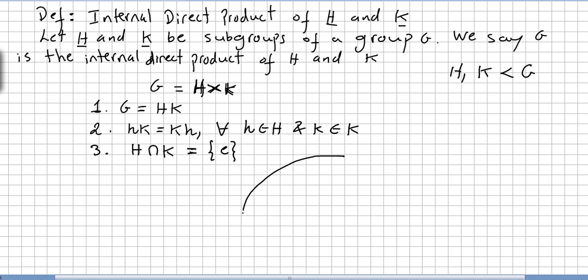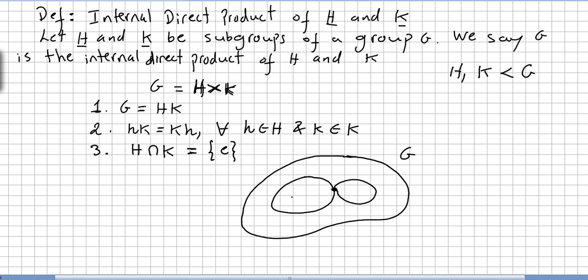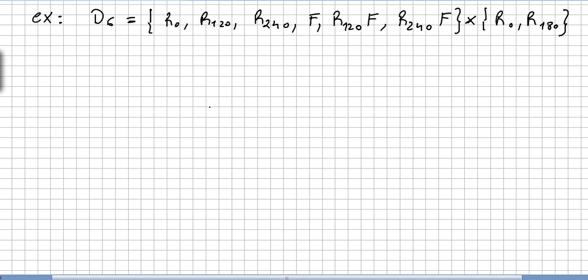I just wanted to leave here some sort of visual idea of what's going on here. So we can say this is G, this one would be H, this one would be K, and here we have the identity. Okay, so for the internal product, H and K must be subgroups of the same group.